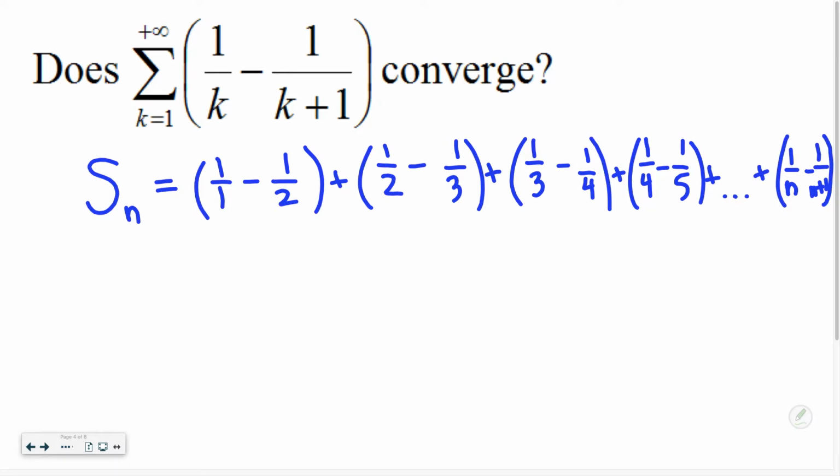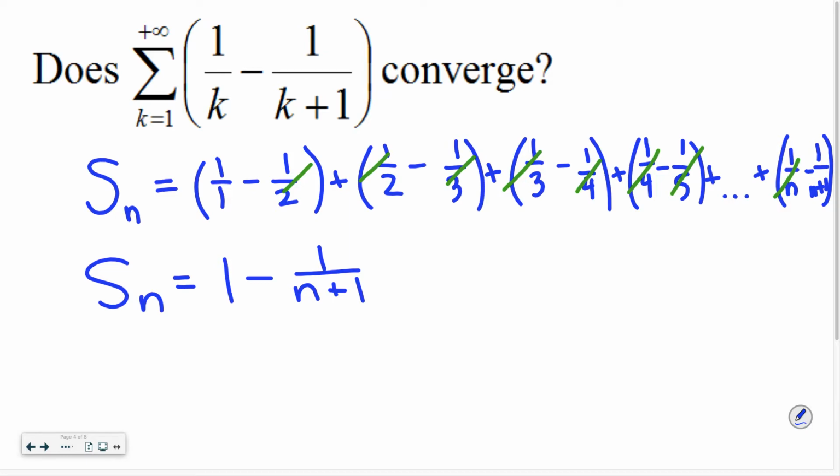What happens? Those cancel. These cancel. And that pattern's going to continue until the end, until n. So 1 minus 1 over n plus 1. Okay, I get it. So our nth partial sum is 1 minus 1 over n plus 1.